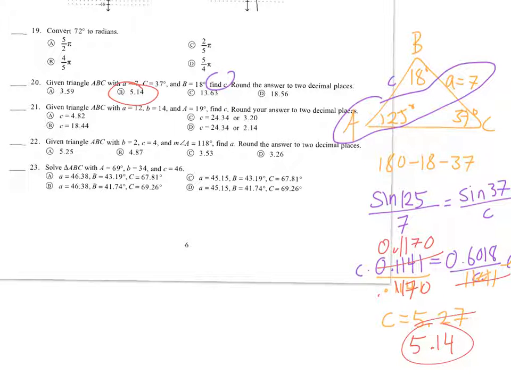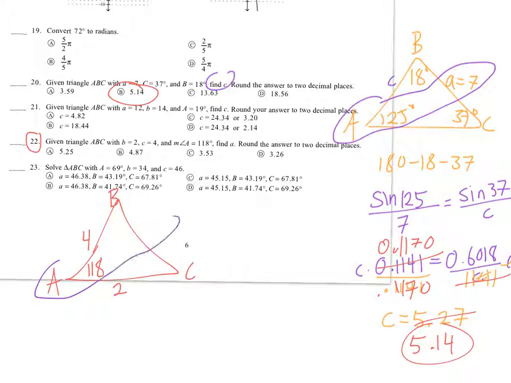I'm going to skip 21. Let's take a look at 22. So we've got ABC again. Here we know that B is 2, we know that C is 4, and the measure of angle A is 118.